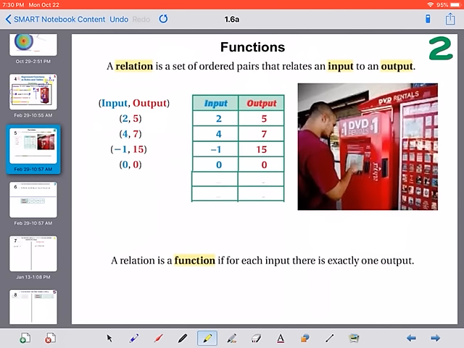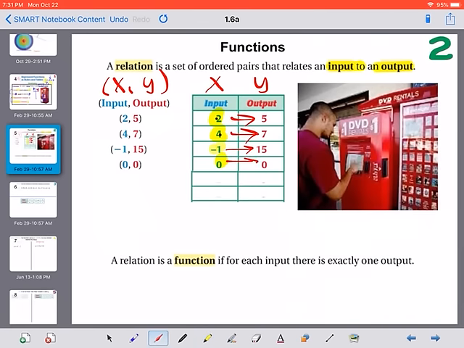A little bit more about functions. It says a relation is a set of ordered pairs that relates our input and our output. So these are listed first here as ordered pairs, X and then Y. We can do the same thing using a table. This is just an XY table or an input-output table. For example, we have some sort of equation that's giving us, if we plug in a 2, it will give us a 5 out. So this is a function because for each input, 2, 4, -1, and 0, we get out one number.